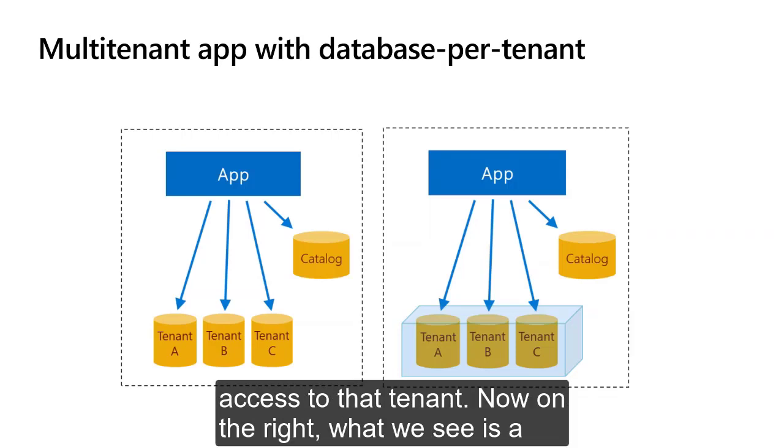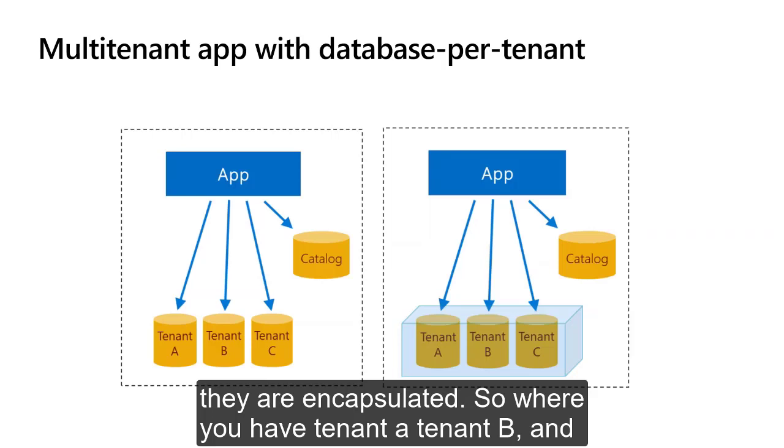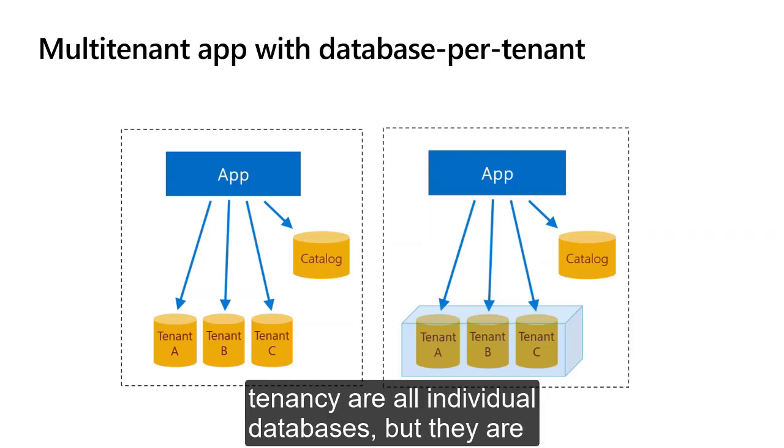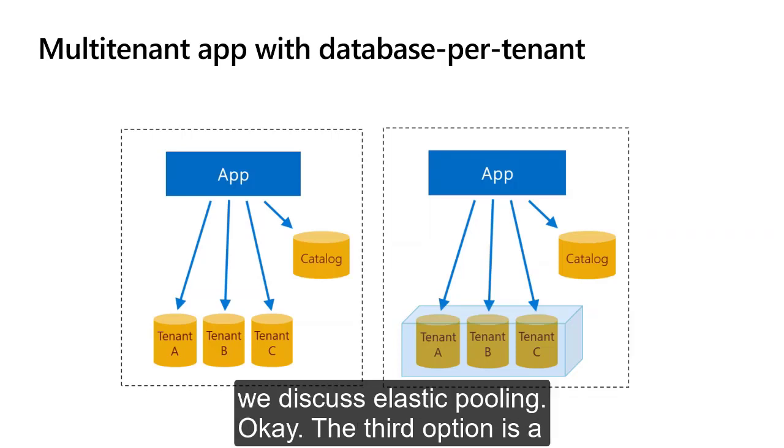Now on the right, what we see is a similar scenario. However, the difference is that we see that they are encapsulated. Where you have tenant A, tenant B, and tenant C, they are all individual databases, but they are isolated. And we'll discuss that a little bit further on when we discuss elastic pooling. Okay.